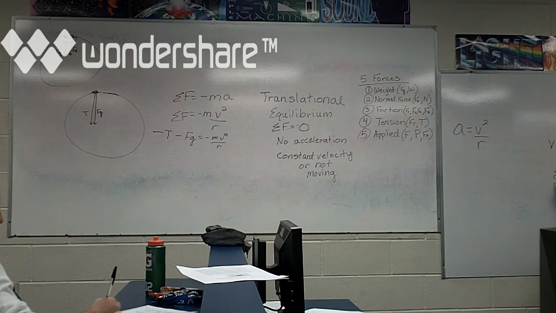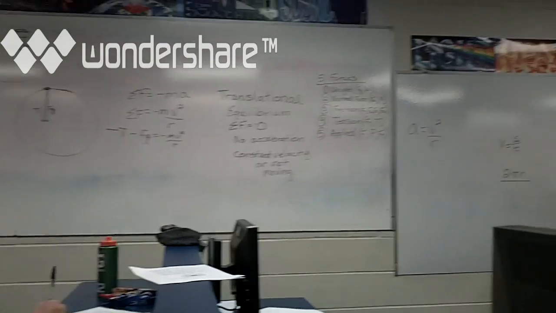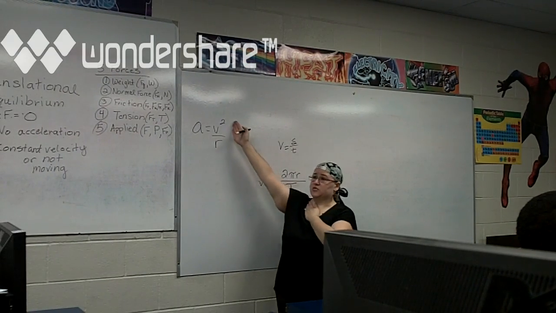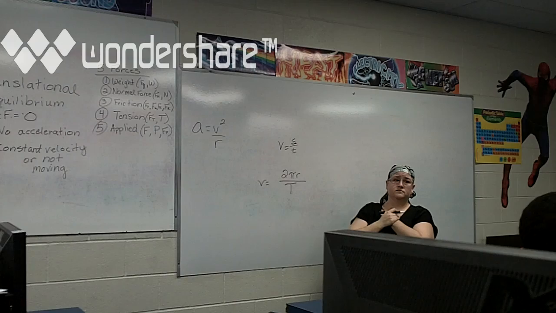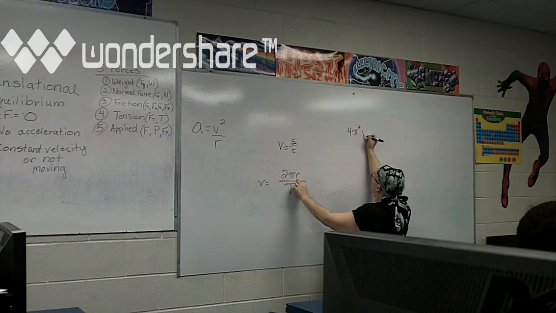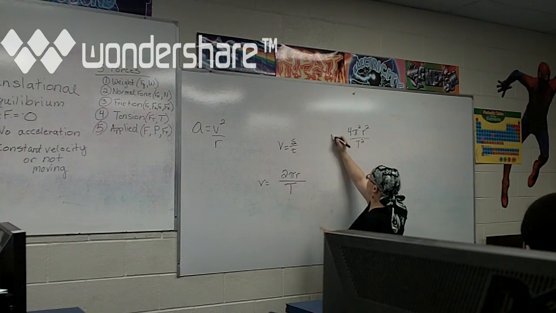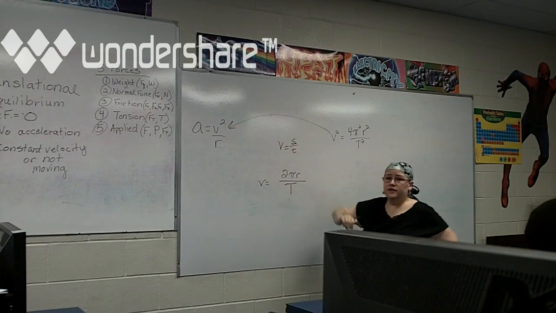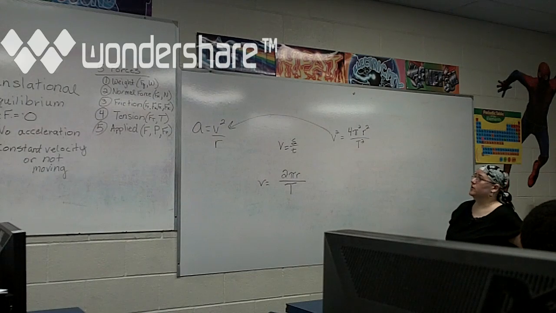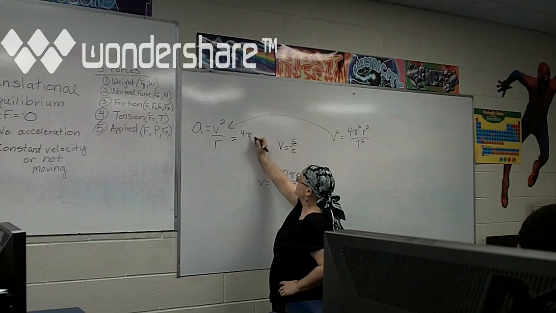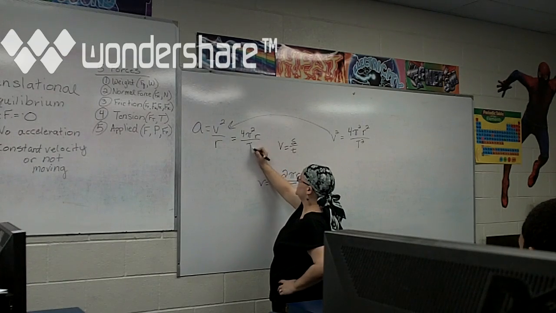2 pi r, and t could be the period of time it takes to do one full complete revolution, which is also known as period. And that's equal to v. Now this is v squared, right? Okay, so I'm going to square everything in it. So that would be 4 pi squared r squared over t squared, and that would be equal to v squared. And what am I going to do? I'm going to plug that in right there, right? So then I get my acceleration is also equal to 4 pi squared r over t squared.